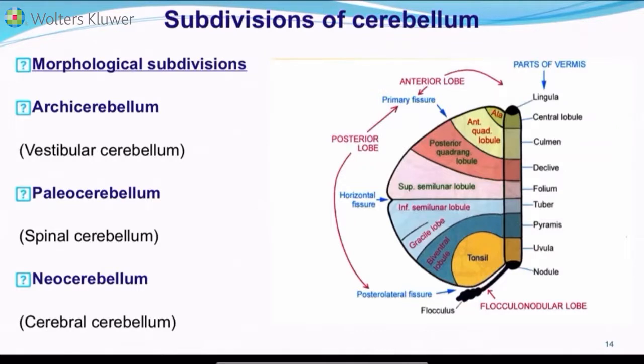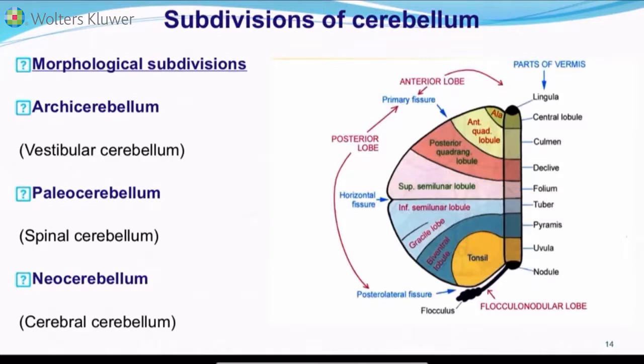The word archae refers to archaeology, which means very old, digging up old things. So archae cerebellum is the oldest cerebellum that was existing in the lowest of animals. Vestibular word gives a clue that it's concerned with balance or equilibrium. So archae cerebellum is concerned with equilibrium or balance of the body.